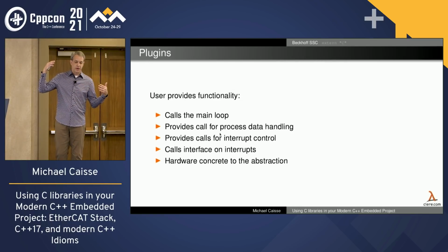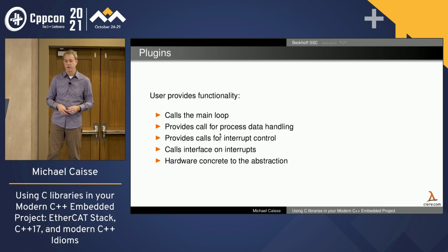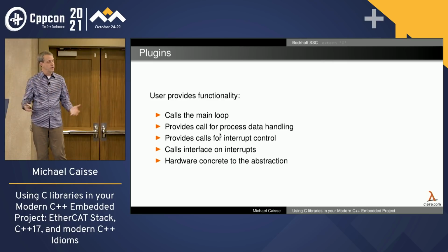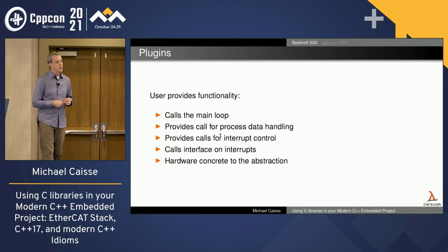And the main loop. You're going to call this thing in a main loop, that's one of the inputs. It provides a call for process data handling, interrupt controls, the interfaces to interrupts, and then the hardware abstraction. So there is an abstraction level to hardware, right? There's like, I need to wiggle a pin, or I need to do a particular thing. And it says, give me the function that is going to be the concrete portion of doing that thing. It's a pretty nice interface.